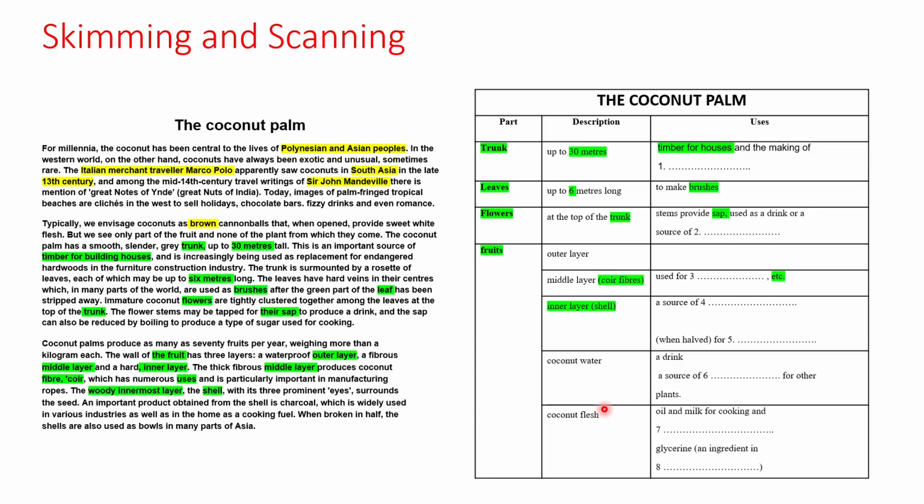Here is an example of how skimming and scanning is done. We can put the question and paragraph side by side and look at the keywords. Let's start finding the keywords right now. You can see here we need to find trunk, 30 meters and timber for houses.